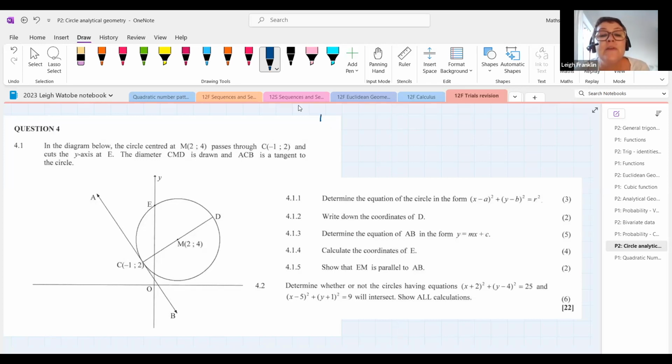So if they have given us the coordinates at the center of the circle, we can sub in for a and for b. So this would give us x minus 2 squared plus y minus 4 squared equals r squared. We still need to solve for r squared. So now we need another point that lies on the circle to go and sub in. What point are we going to sub in?